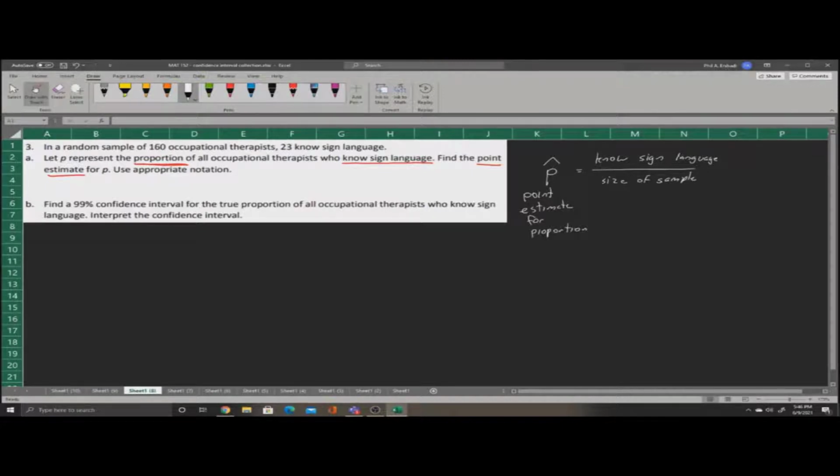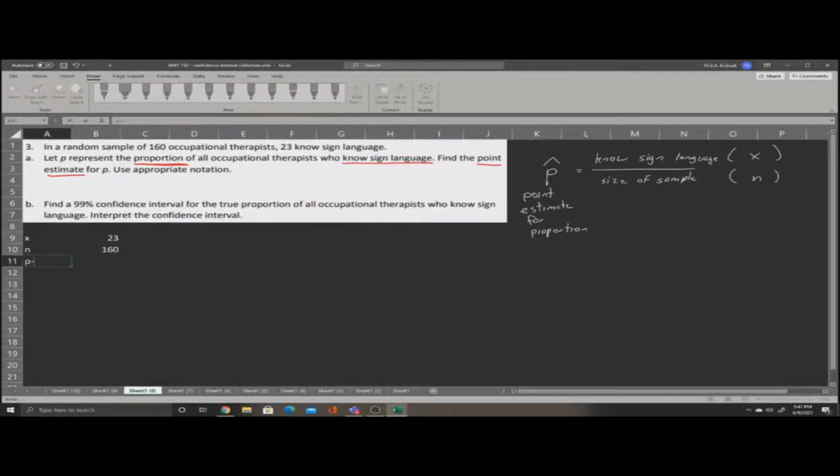The number of people who do fit the description is often symbolized as X, while the size of the sample is usually represented with N. Let's enter this into Excel. I'll call the number of people who fit the description X, and then I'll call the size of the sample N. My X are the 23 people who do know sign language. The total size of the sample is my total occupational therapists, or 160.